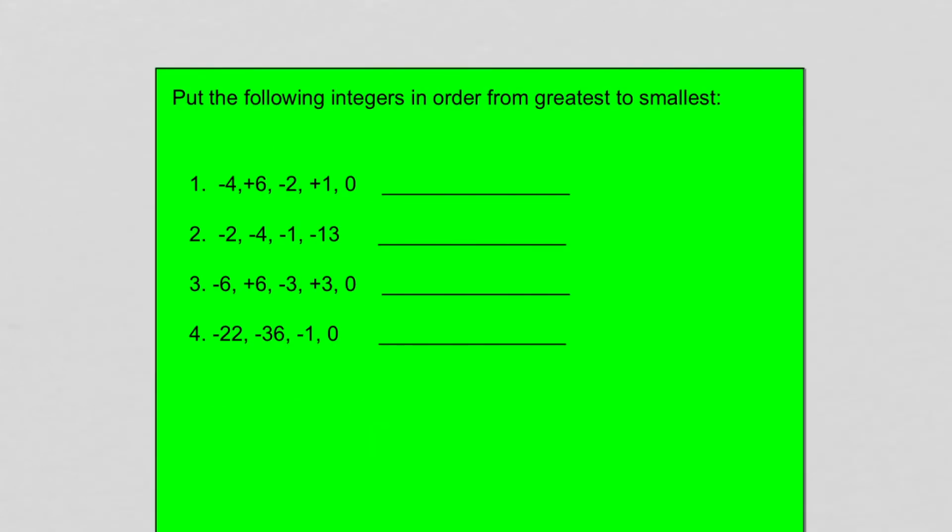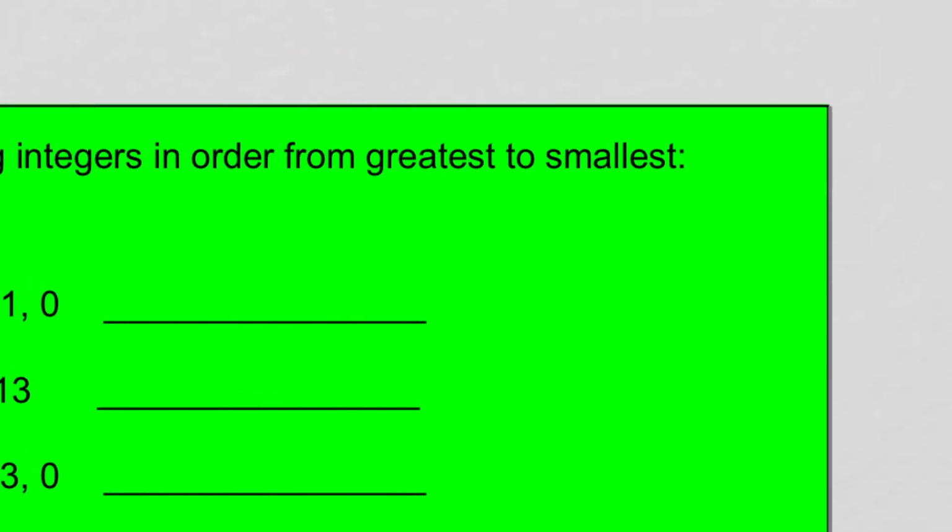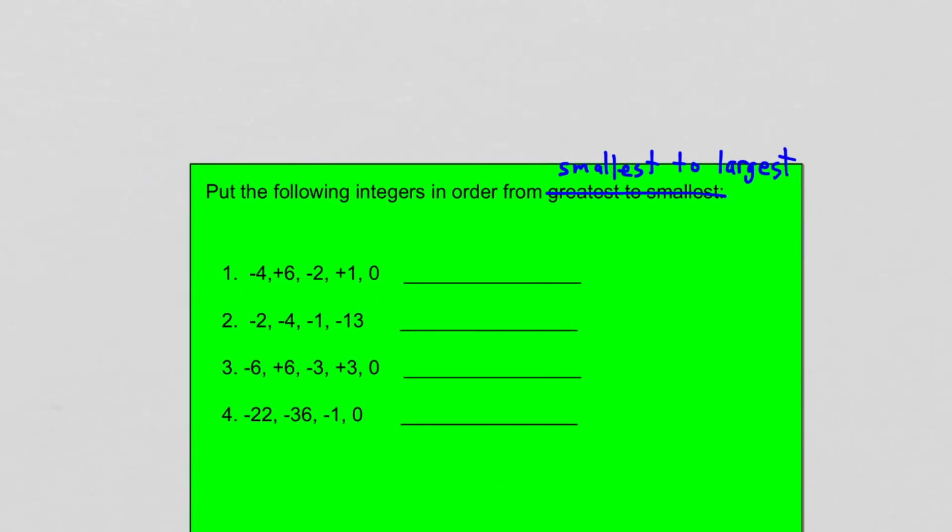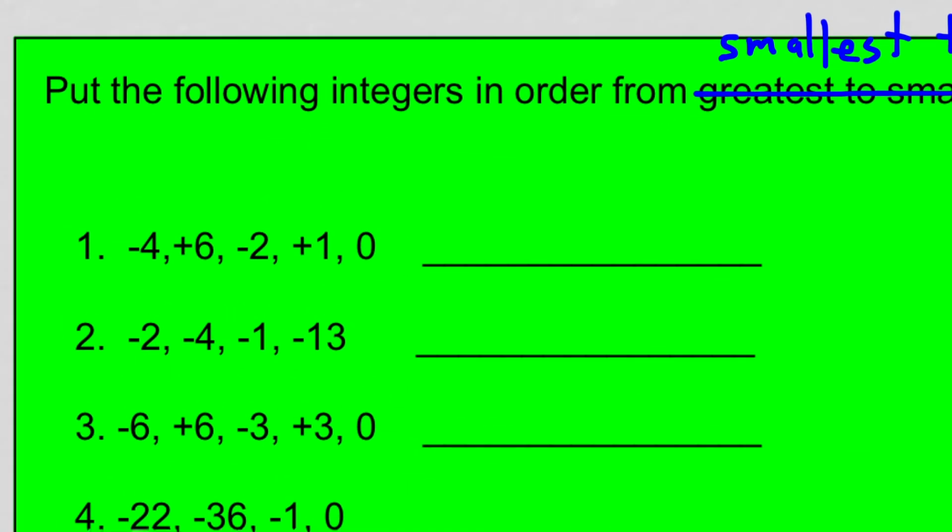Now, last thing we need to be able to do is put integers in order. I actually want to change what this instruction says. I'd like to order them from smallest to largest. You could also order them from greatest to smallest, but I'd like to start with smallest to largest. All right, so if you look at the first set of integers, and if we're starting with the smallest, I always like to think like temperatures. What's the coldest temperature here? The coldest temperature would be negative 4.